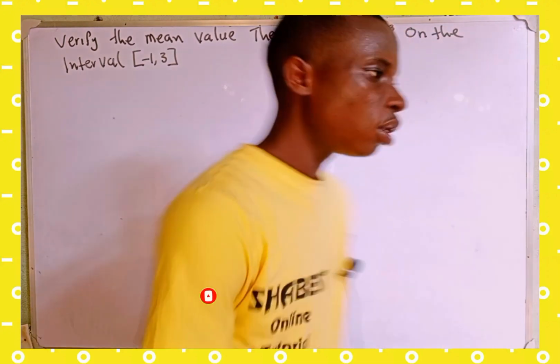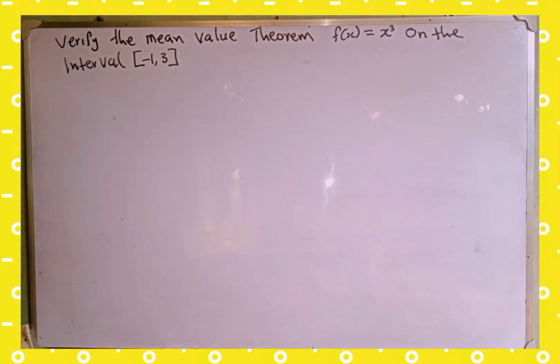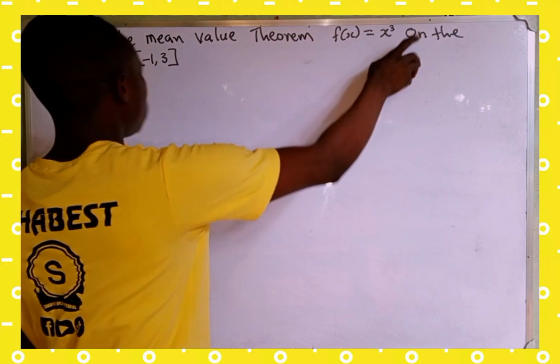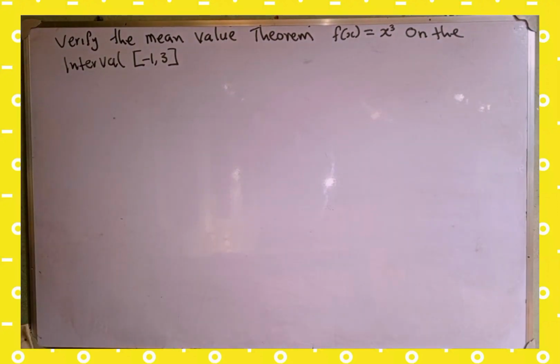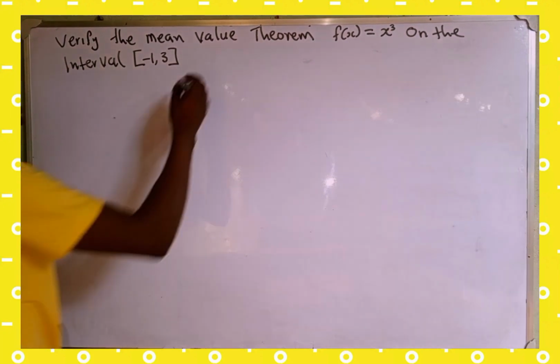The question on the board reads: verify the mean value theorem for the function f of x equals x cubed on the closed interval [-1, 3]. So let's get started. Solution.